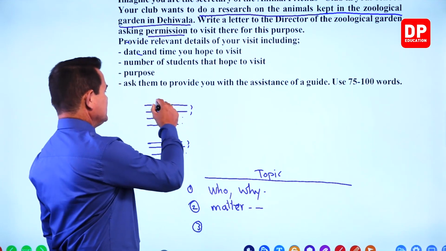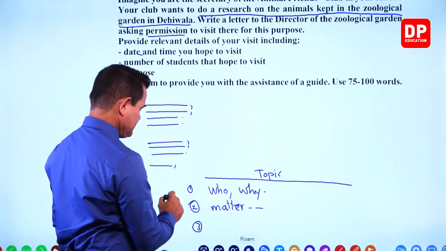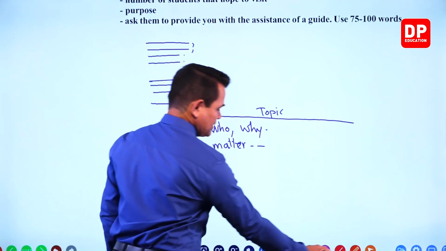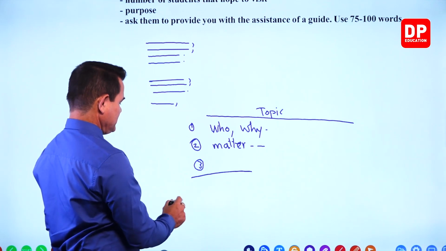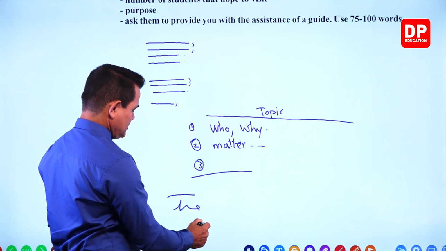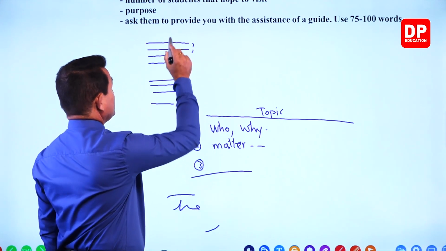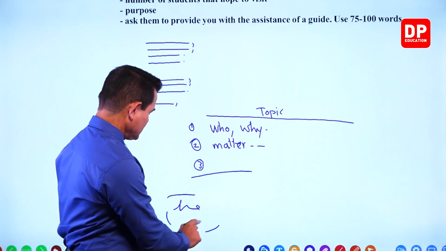So as you started the letter on this side, you should end the letter on this side too. Right? On this side, write Yours sincerely. Don't write your name here. If you want, you can write your designation here.